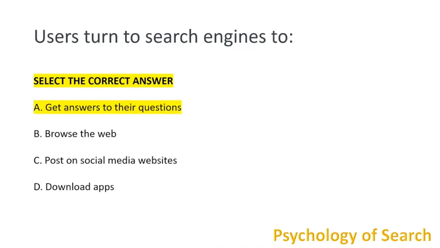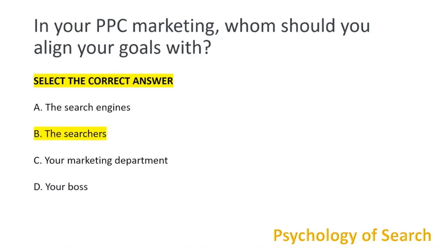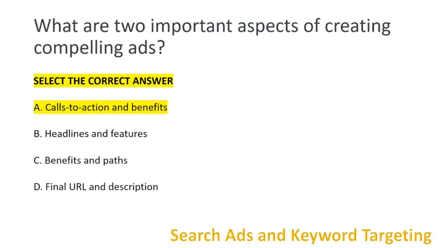Users turn to search engines too. A. Get answers to their questions. If a user searches for a 61-inch Samsung Smart TV, where should you send that traffic? D. A product page that shows that exact TV type. In your PPC marketing, whom should you align your goals with? B. The searchers. What are 2 important aspects of creating compelling ads? A. Calls to action and benefits.